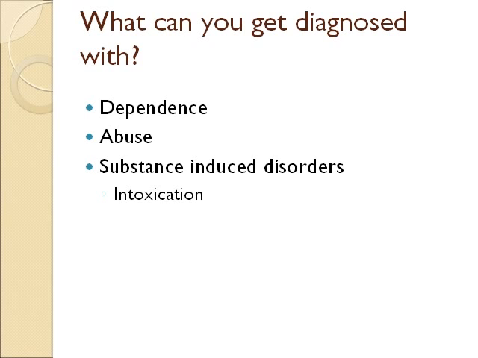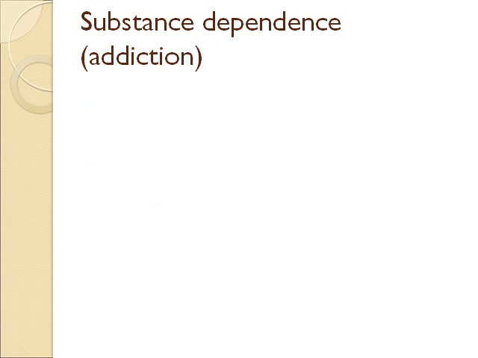Okay? So you have intoxication, also substance-induced withdrawal when you stop taking it, and then substance-induced some other mental disorder, so depression, anxiety, things like that, which we'll come back and talk about in just a minute. Okay, so let's start with dependence, which again is the DSM version of addiction. Three or more symptoms in a 12-month period.